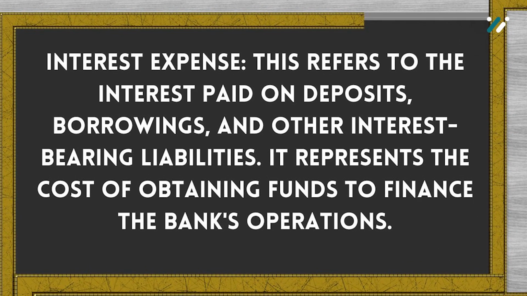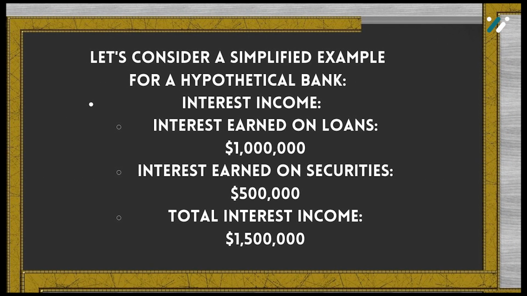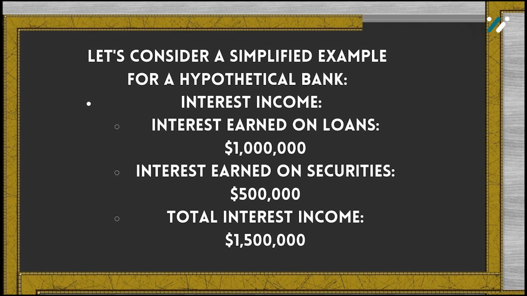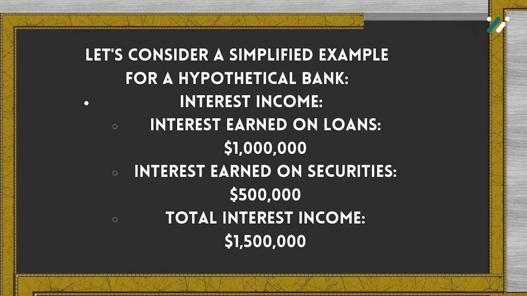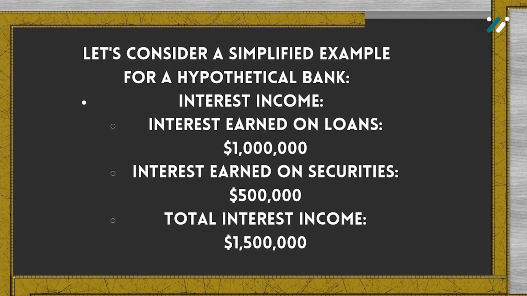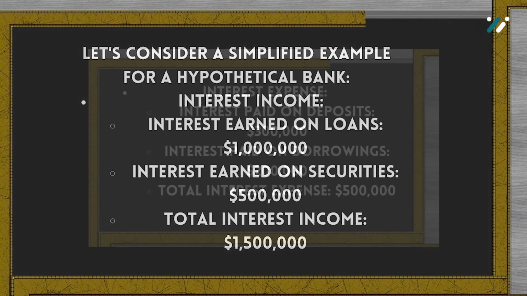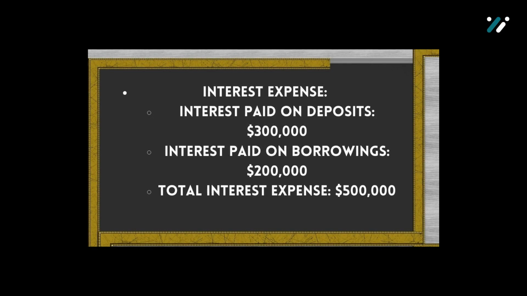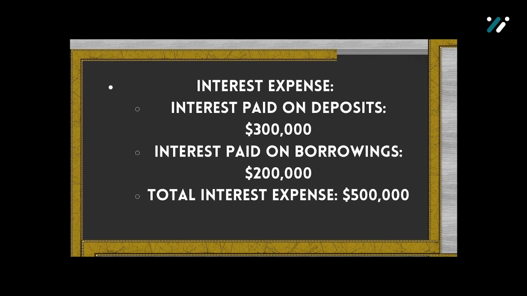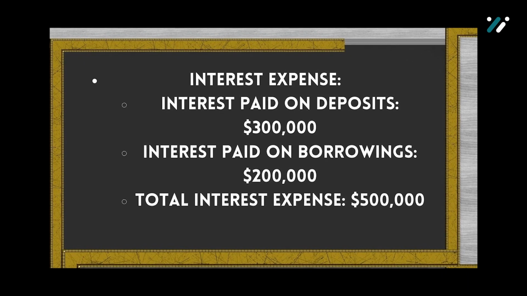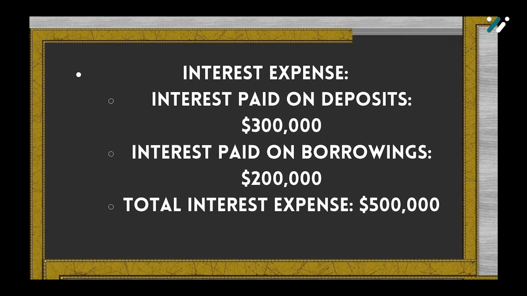Example. Let's consider a simplified example for a hypothetical bank. Interest income: interest earned on loans, $1 million; interest earned on securities, $500,000; total interest income, $1,500,000. Interest expense: interest paid on deposits, $300,000; interest paid on borrowings, $200,000; total interest expense, $500,000.